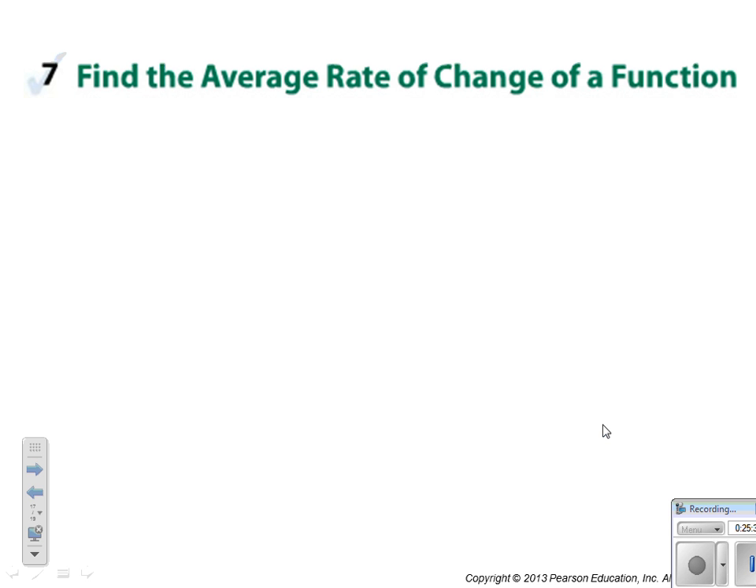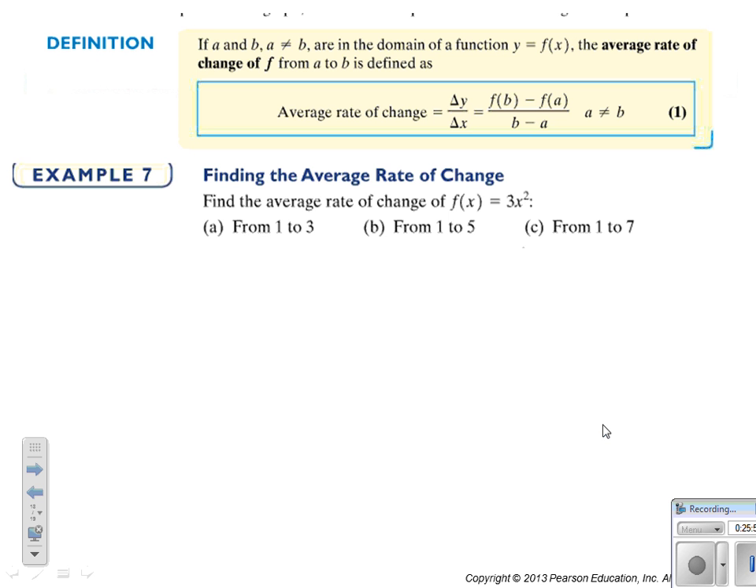All right, average rate of change function. The only thing that you have to really keep track of with average rate of change is your algebra. If you get lost in the algebra, this is going to be a very difficult situation, but other than that, it's really easy. Okay, so if a and b, as long as they're not equal, are in the domain of our function, the average rate of change of our function from a to b is, and this is what I want you to write here, average rate of change equals delta y over delta x.